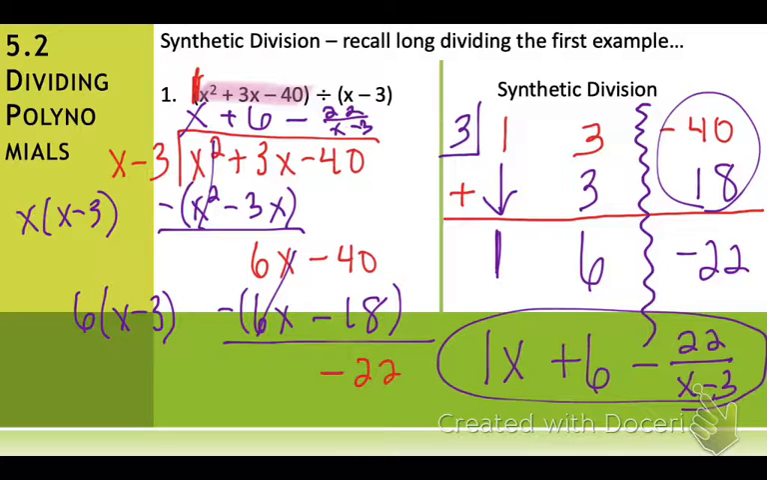Boring. Okay, so my wife just came down as I was doing this, and that's what she thinks about synthetic division. She's laughing. She thinks she's pretty hilarious.